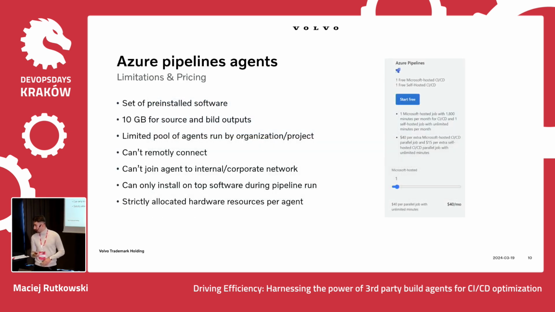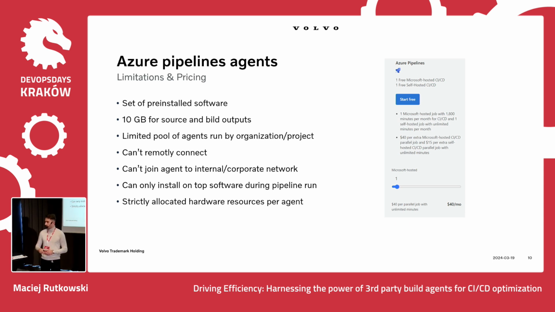And limitation and pricing. When it comes to limitation, self-hosted agents come with a pre-installed set of software. So we have a toolkit that we are working with and needs to be suitable in one way or another, which means that we can't install on top of software before or after our run, only during the pipeline run, which might be a limitation for some specific tech stack.